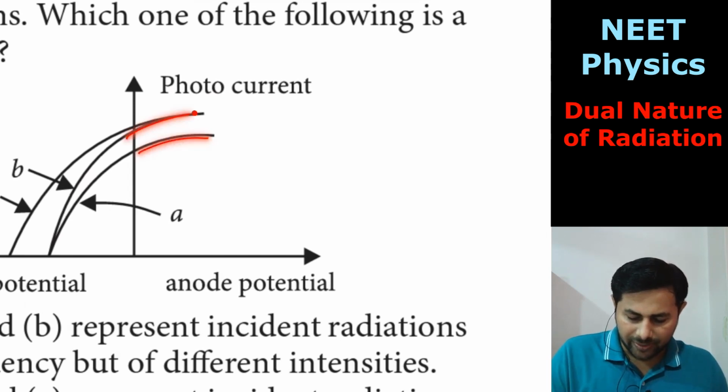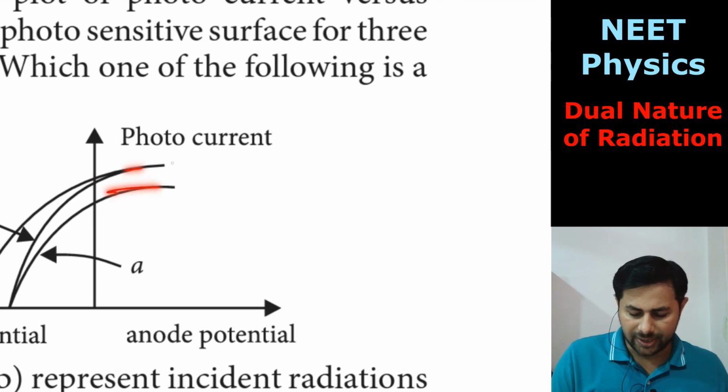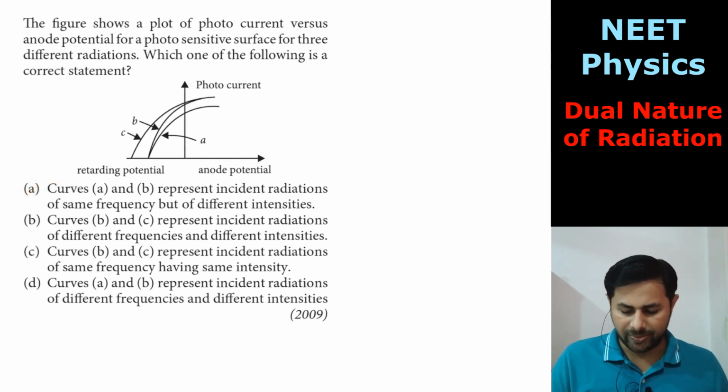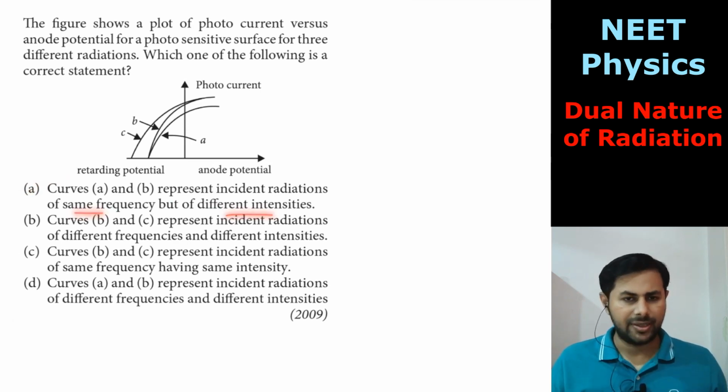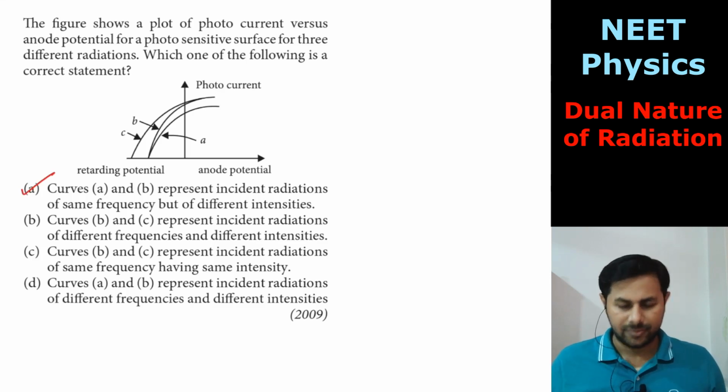You come to know that from the positive part of this graph, when potential is positive. So if current is different means the intensity is different. So it's option A only. The curves A and B represent incident radiations of same frequency but different intensities. So it is option A. This is clear.